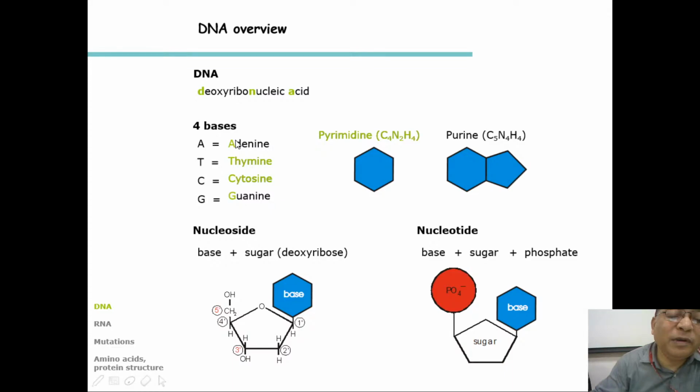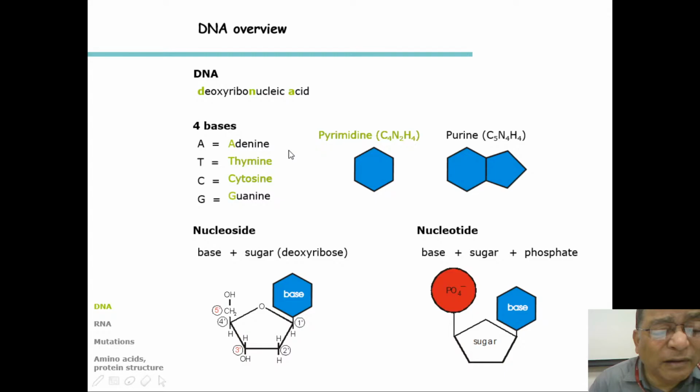So you have adenosine triphosphate, thymine triphosphate, cytosine triphosphate, and guanosine triphosphate. So ATP, TTP, CTP, GTP, this is the building block of the DNA. This is what makes the DNA strand. Okay, so this is how the structure looks like.